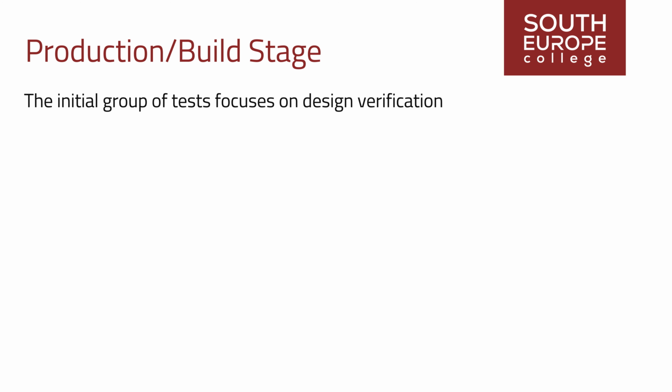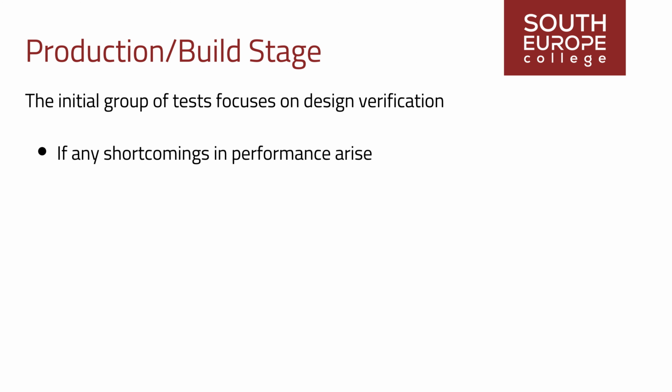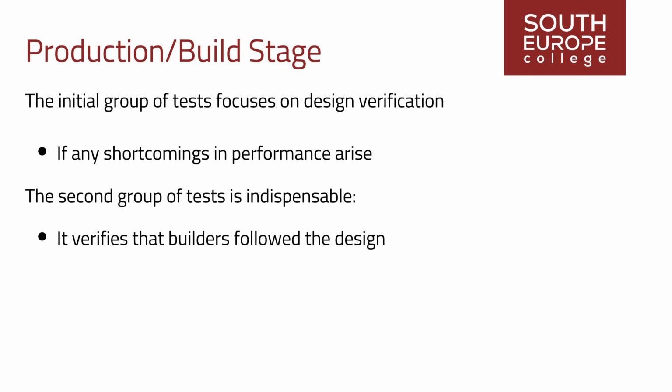The initial group of tests focuses on design verification. If any shortcomings in performance arise due to flawed or inadequate design, it necessitates a repetition of the design stage. To minimize the cost and time associated with repeating steps, these tests are strategically designed to detect problems at the earliest possible stage. Even with a flawless design, the second group of tests is indispensable. It verifies that builders faithfully followed the design, adhering to specifications in terms of components and workmanship.